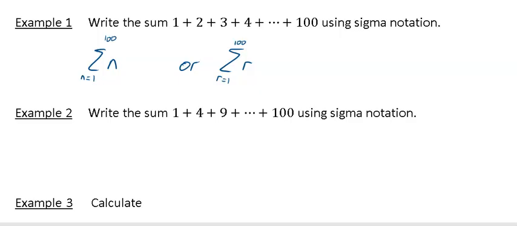Next one, it says write the sum of 1, 4, 9 all the way up to 100 using the sigma notation. Okay, this one is clearly, I'll use the r this time, my r squared series. So it's the sum of that from r equals 1 up to, and a common mistake people would make here would be saying it's up to 100, but it's not. You think what 100 is? 100 is equal to 10 squared. So really it's a sum from r equals 1 up to just 10.